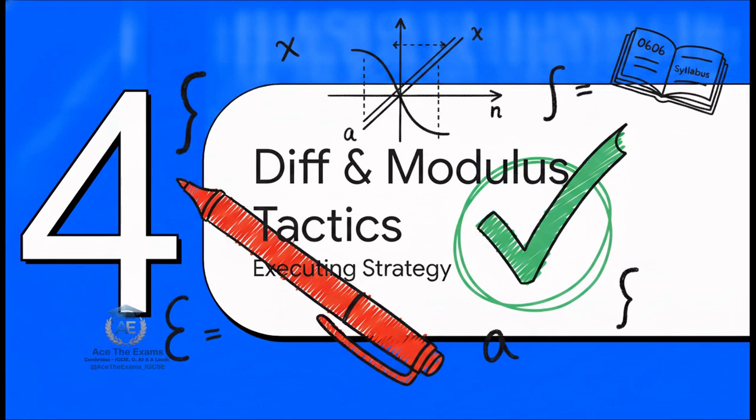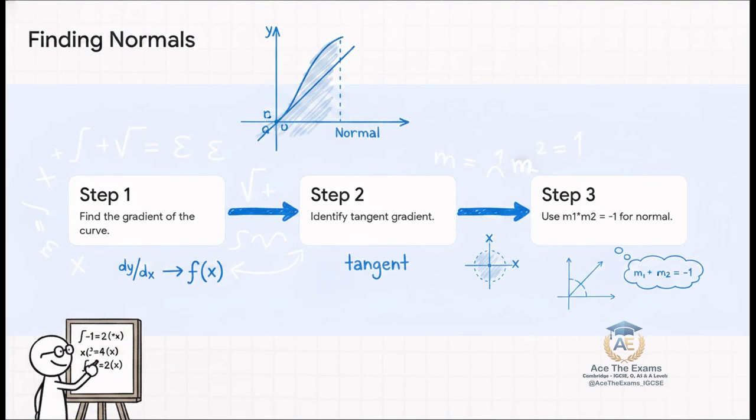Section 4. Tactics for differentiation and modulus. Executing the strategy. We are now shifting from macro-level rules to micro-level execution. This is where Alex messes up, overloading answers with facts but no logical structure. Complex calculus problems, like finding tangents and normals, break down into an infallible 3-step execution. Watch those red pen marks transform into green check marks when you do this.